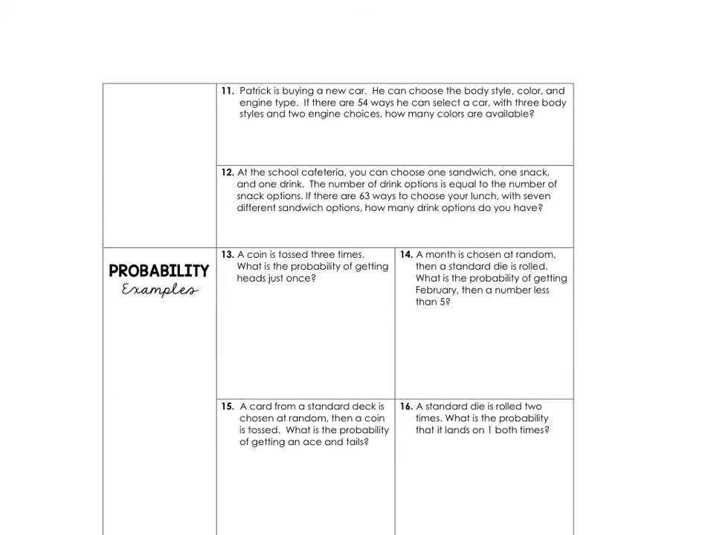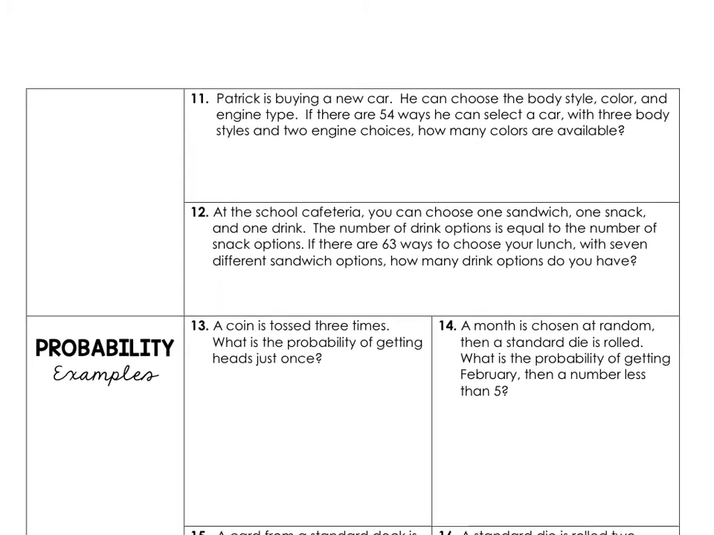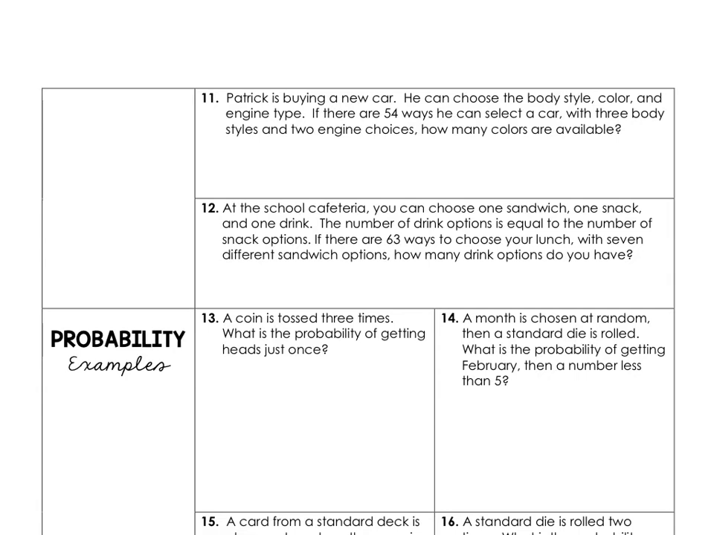Patrick is buying a new car. He can choose the body style, color, and engine type. If there are 54 ways he can select a car with 3 body styles and 2 engine choices, how many colors are available? Okay, so we're going to work a little bit backwards here. All right, so he knows he can have 54 choices, right? We know that there are 3 body styles, 2 engine choices, times what will give us 54, right?